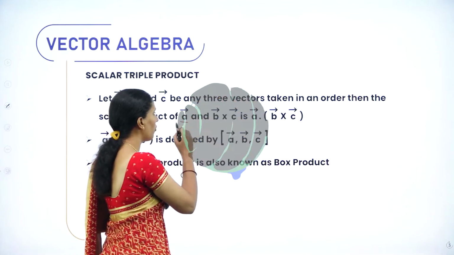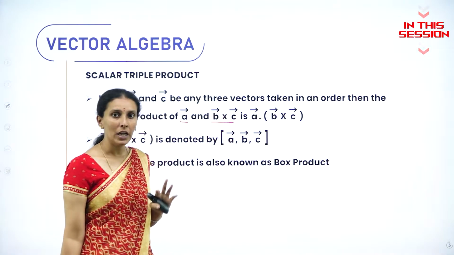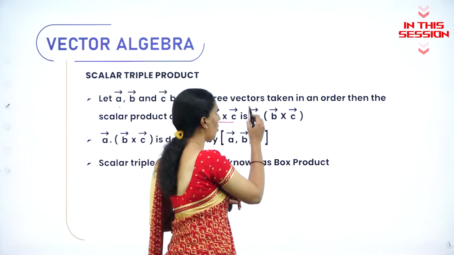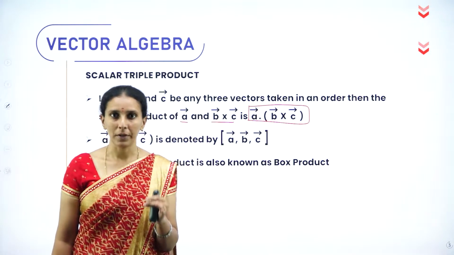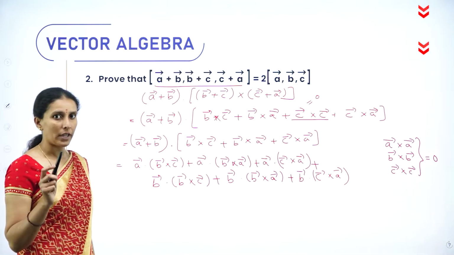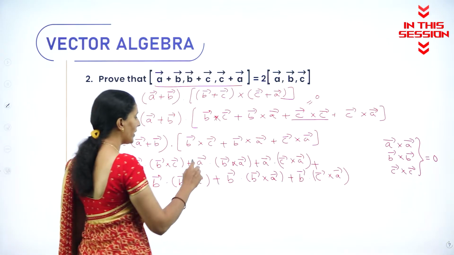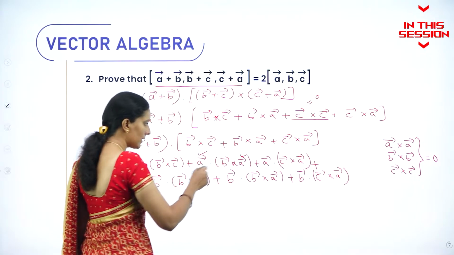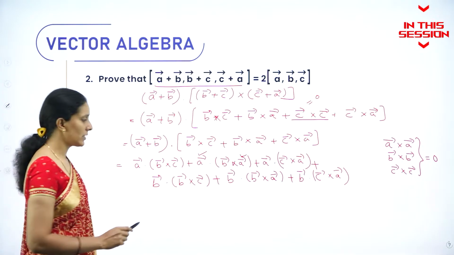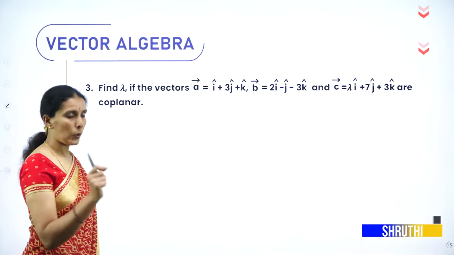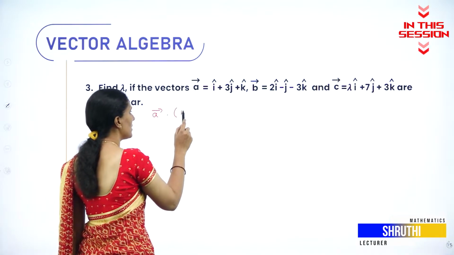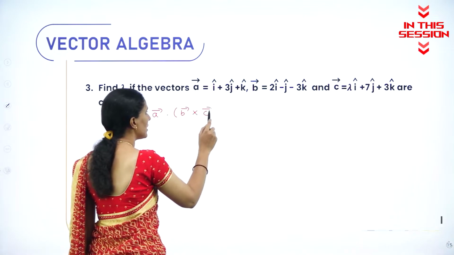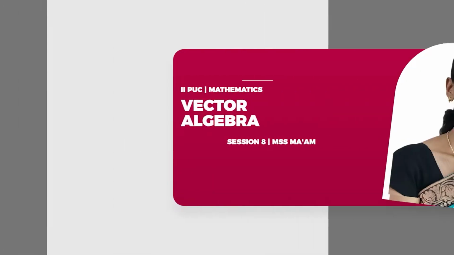The dot product of vector A and B cross C is denoted by A dot B cross C. This is called the scalar triple product. From the property of scalar triple product, when two vectors are the same inside the scalar product, the value is 0. If the three vectors are coplanar, their scalar triple product is 0. That is, A dot B cross C is equal to 0.